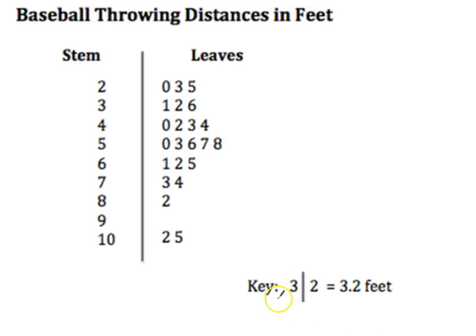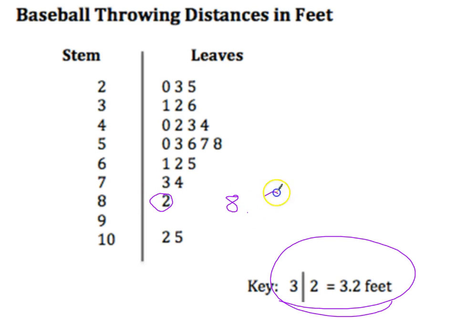Okay, the last one. Now notice here, this is a little bit different. Looking at our key, 3|2 represents 3.2. So if I look at this number right here, that's going to be 8.2. This number here is going to be 10.5. So the stem is the numbers to the left of the decimal. The leaves are the numbers to the right. So this here is going to be 5.8.